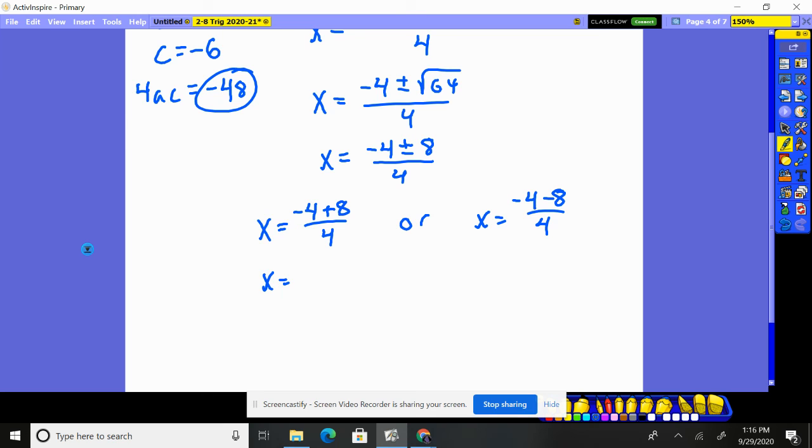Negative 4 plus 8 is what? 4 over 4? 1. Here, negative 12 over 4, negative 3. Those are our solutions. 1, or negative 3. There you have it.